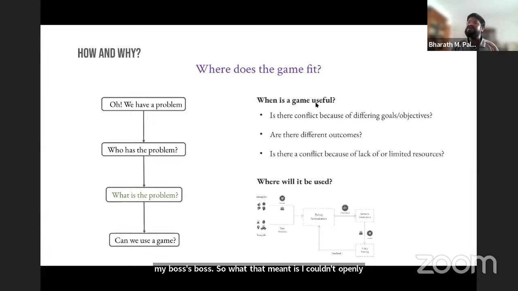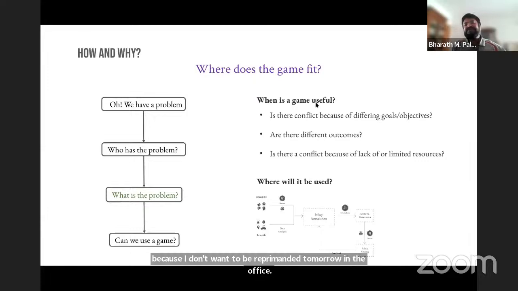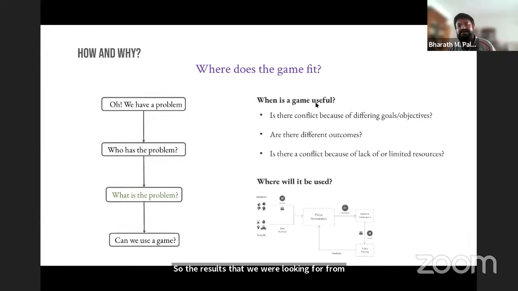So the plans are not coming out very well because I wouldn't disagree with my boss or my boss's boss, because I don't want to be reprimanded tomorrow in the office. So the results that we were looking for from the exercise, from the gaming simulation, didn't really come out. Then we went back and modified the game to account for the fact that there is this power differential, and that idea of safety does not necessarily come through.